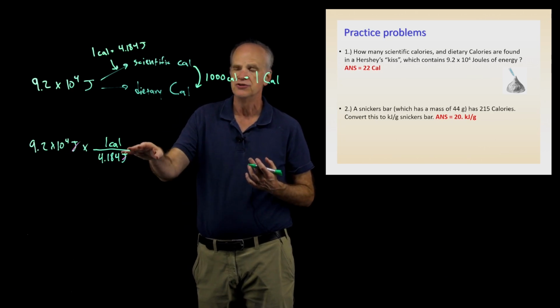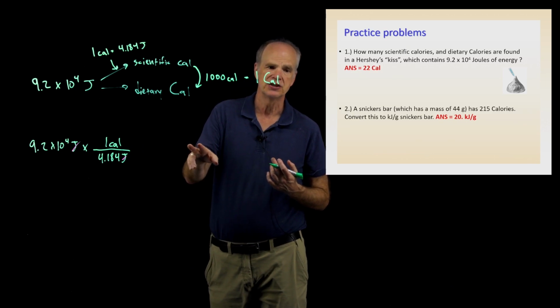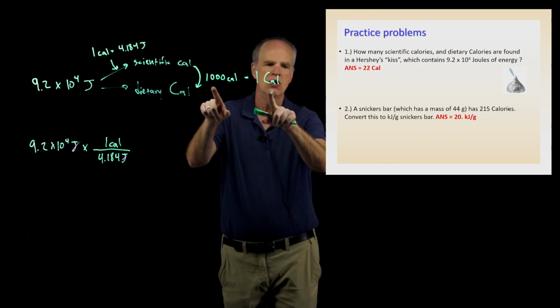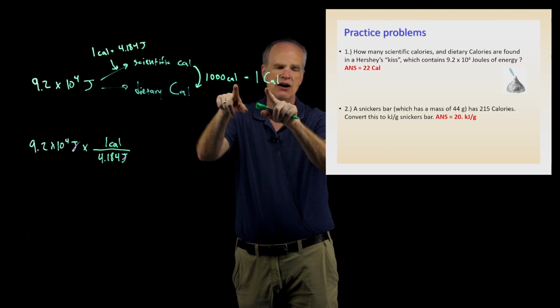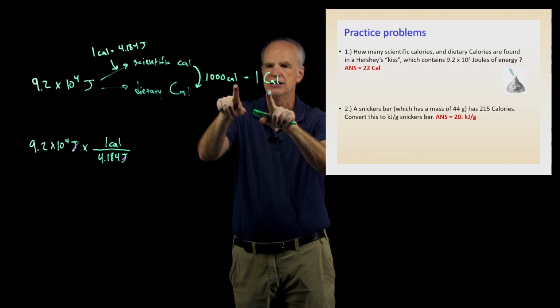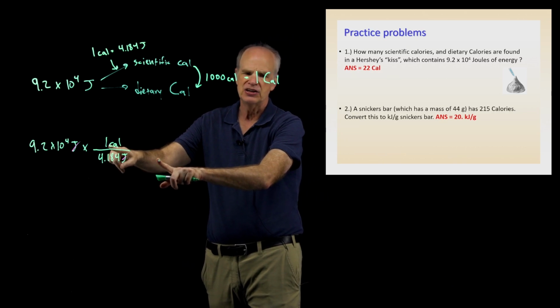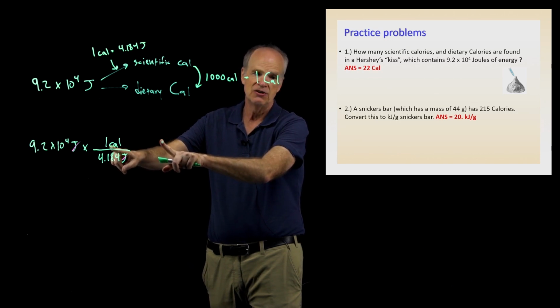And so what we can do now, once we're in scientific calories, we can easily convert this to dietary calories using this conversion. Again, I'm hoping you can imagine the two fractions you can make with 1,000 scientific calories or 1 dietary calorie. What we want is the fraction where the scientific calories in the numerator cancel out with scientific calories in the denominator in the fraction you want to use. And then dietary calories is in the numerator.